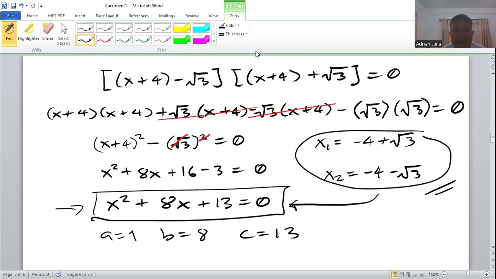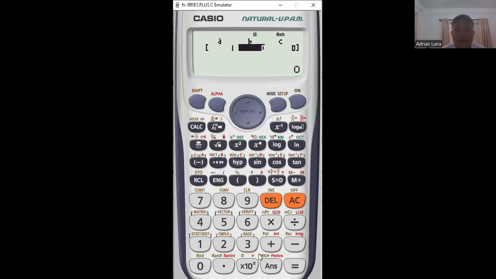So, mode 5, 3. So, value ni A is 1, equal sign. Value ni B is 8, equal sign. And value ni C is 13, equal sign. So, if I press equal sign, yung lalabas is either negative 4 plus square root of 3 or negative 4 minus square root of 3. Boom! Negative 4 plus square root of 3. And if I press the arrow down button, yung lalabas na value for x of 2 is negative 4 minus square root of 3. Tadaan!